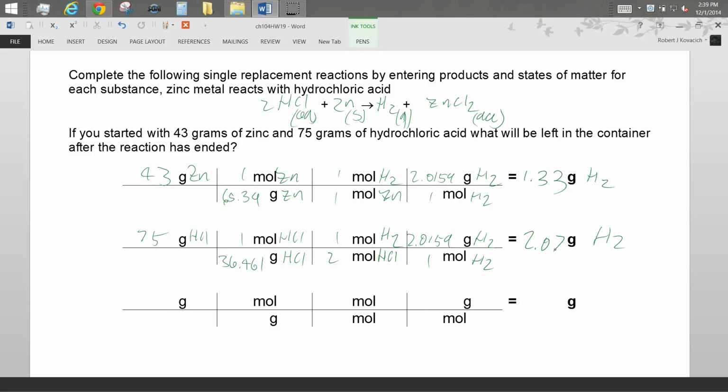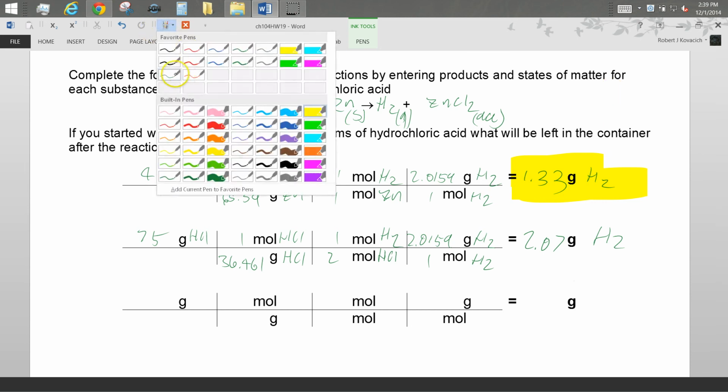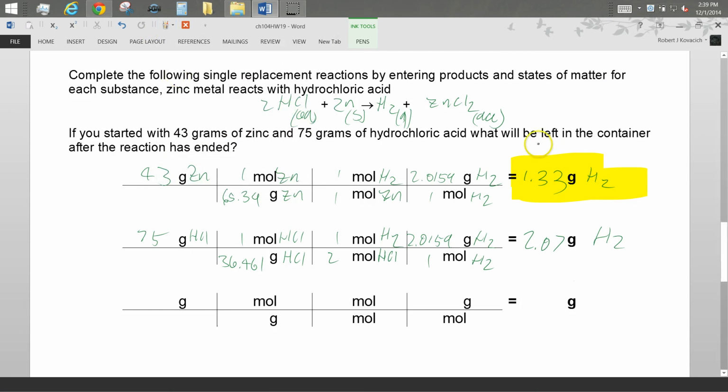So what I know right now is I've got this much hydrogen gas in the container. And what else do I know? I got 0 grams of zinc. Alrighty. What do you want to do next? Do the zinc and the zinc chloride. Okay, so we'll do 43 grams of zinc.